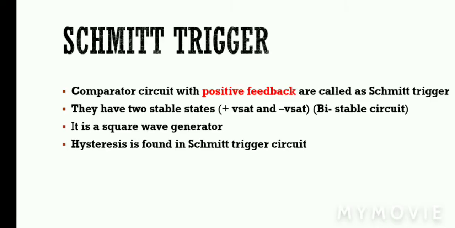Schmitt trigger. A comparator circuit with positive feedback is called a Schmitt trigger, or we can say that whenever we provide positive feedback, it becomes a Schmitt trigger. It has two stable states of output voltage, that is positive saturated voltage and negative saturated voltage. Because of these two states, it is called a bistable circuit. In these circuits, the sine wave is converted into square wave, so it is also called a square wave generator. The very important phenomenon that occurs in the Schmitt trigger circuit is hysteresis.